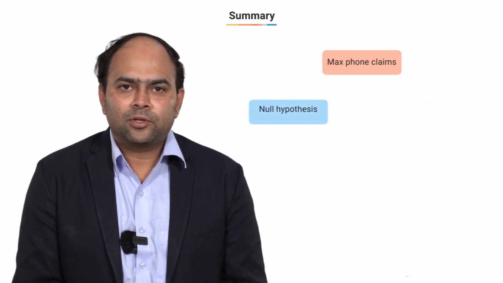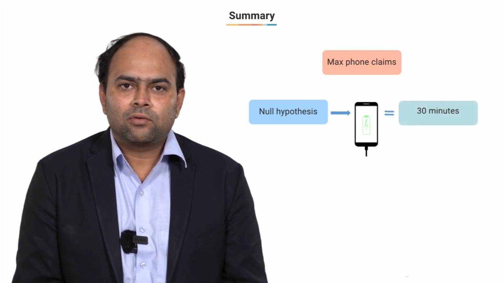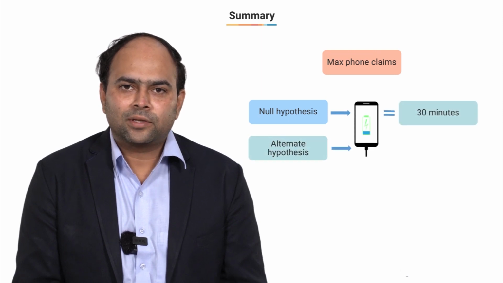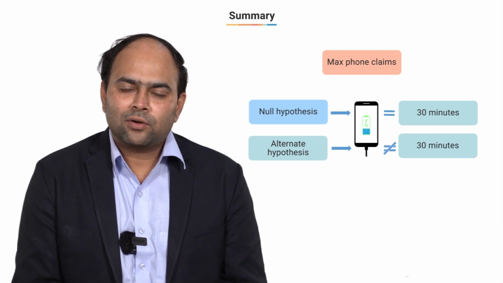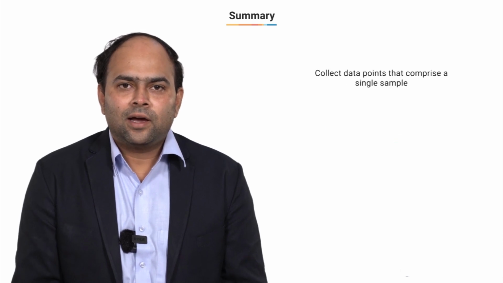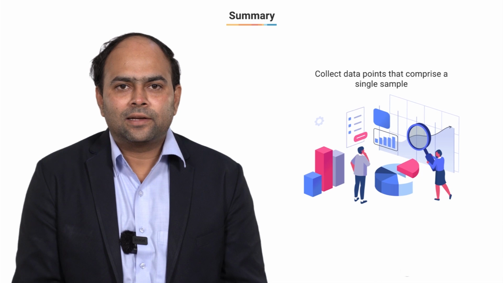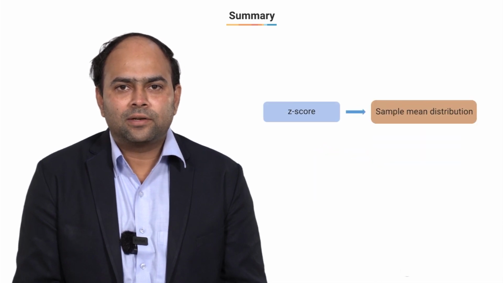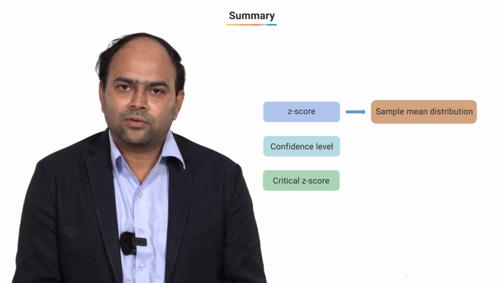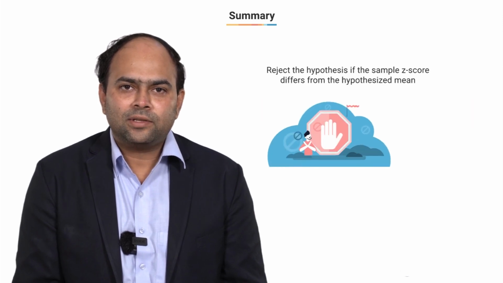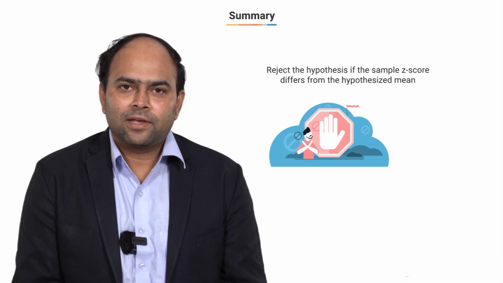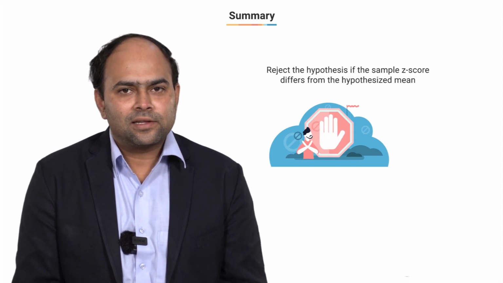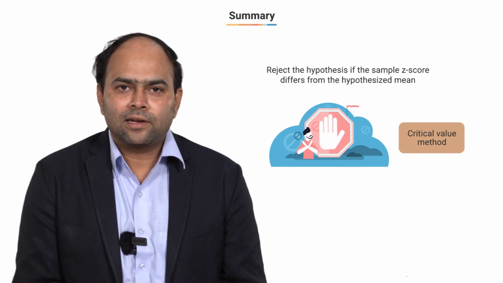Here we defined the null hypothesis as the time needed to charge is equal to 30 minutes, and the alternate hypothesis as the time needed to charge is not equal to 30 minutes. You then learned how to collect several data points that comprise a single sample. You found the z-score of the sample on the sample means distribution using concepts learned from the previous discussions. You also learned about confidence levels and critical z-scores associated with them. You rejected the hypothesis if your sample z-score was further away from the hypothesized mean than the critical z-scores. This approach is known as the critical value method.